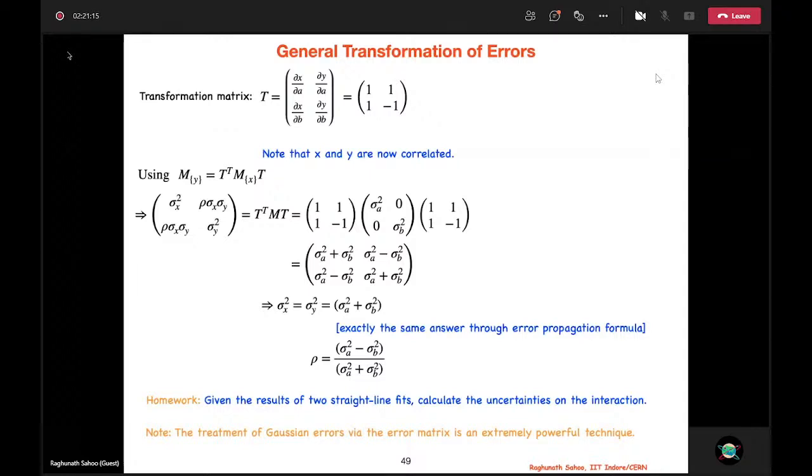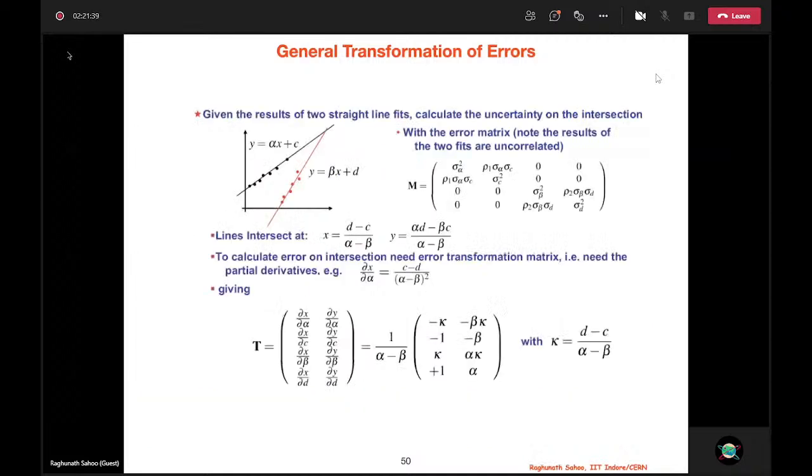So the homework I am giving you is this: you have sets of data points crossing each other. After fitting, you have a straight line fit for this one, and a straight line fit for this one also, right? In the straight line fit you have two parameters with uncertainties, and here also two parameters with uncertainties. Now at the intersection point, you find out what will be the error. This is a beautiful problem, and I have shown the solution also. It is a bit complicated, and if you do it, you will enjoy all these error transformations.